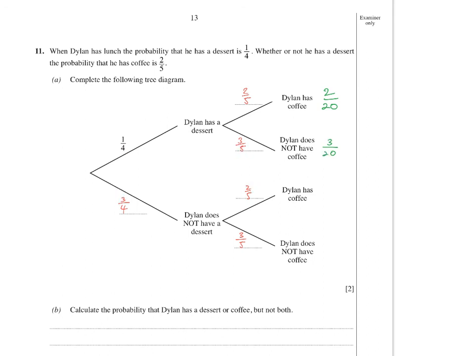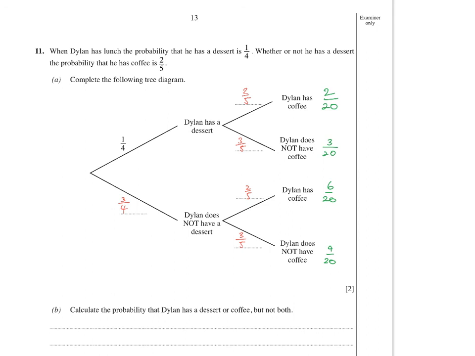So 3 times 2 here is going to give me 6 over 20. And then finally it's going to give me 9 over 20. And a very quick easy check to see if I'm right: 2 add 3 is 5, add 6 is 11, add 9 is 20. That gives me 20 out of 20, which is a whole, so that's looking good.